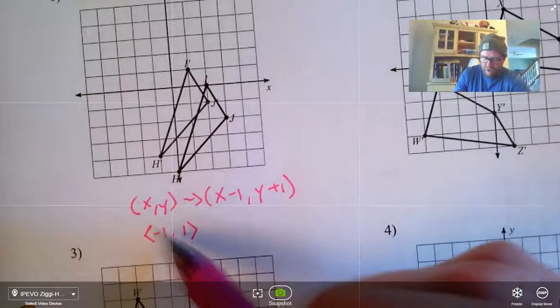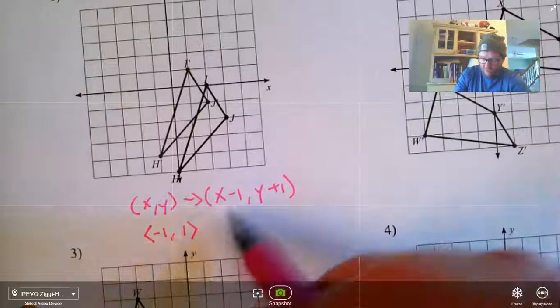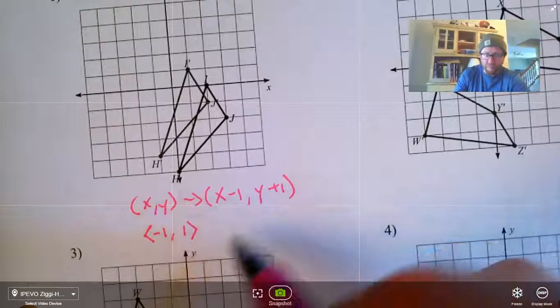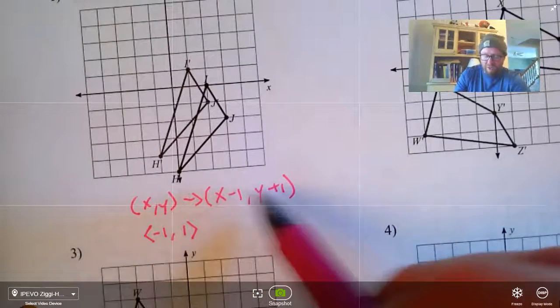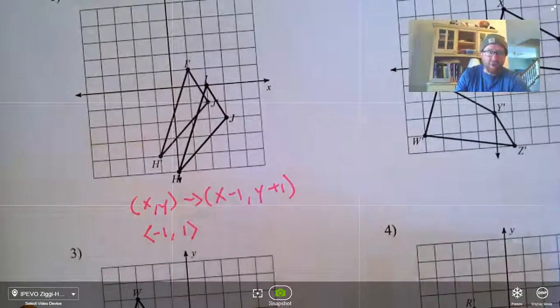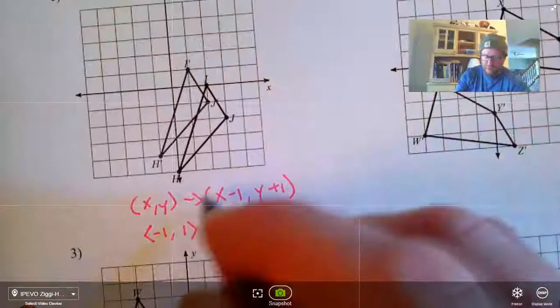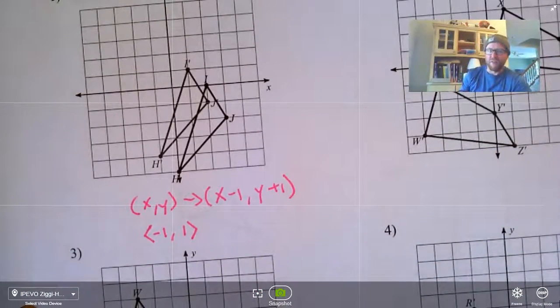So this is translating by a vector, and you can see how this correlates. The -1 means X minus 1. The +1 is the Y plus 1. And this is like a function notation, so you take each point and you perform some sort of action on the coordinates to move it. I'll probably write them in the vector form, which you can translate to the function form if you want.